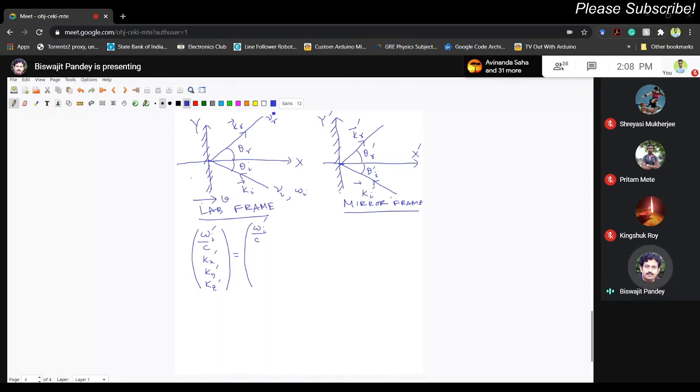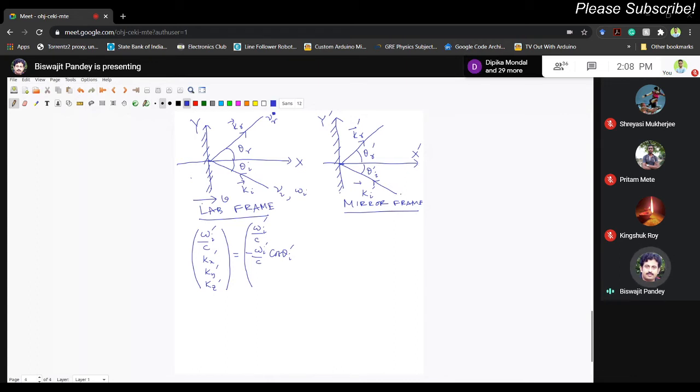What is this direction? This is negative x direction. Sorry, this is positive y direction. So positive y component, negative x component, right? For this one, we have positive y component, negative x component. That's why I write here minus of omega I prime by C and cos, of course, theta I prime, because it is in this frame, right? Cos theta I prime. And y component is positive.